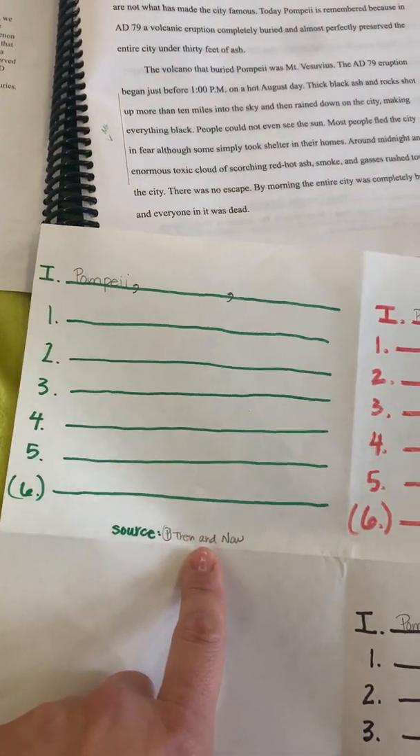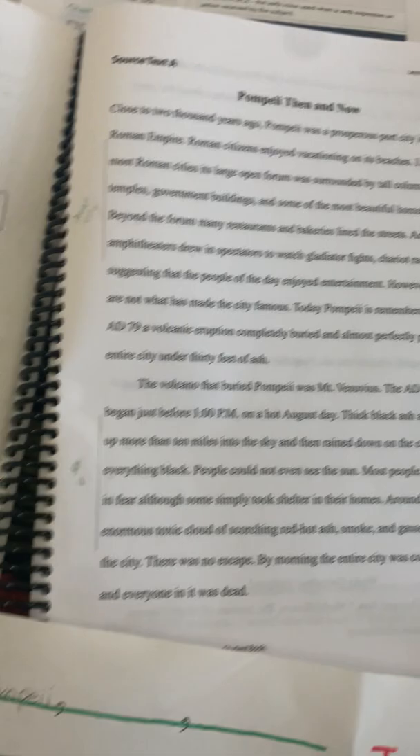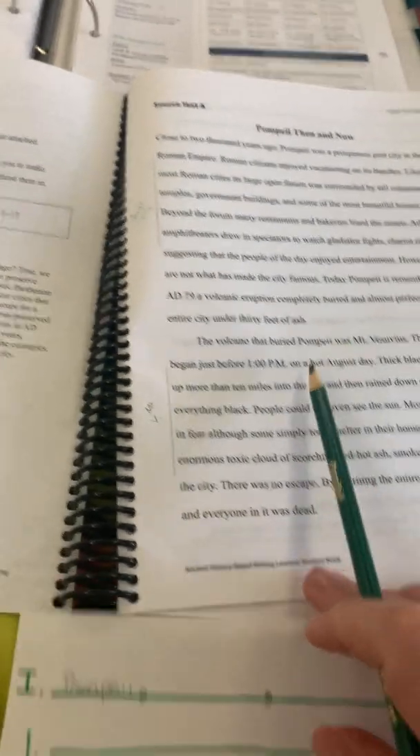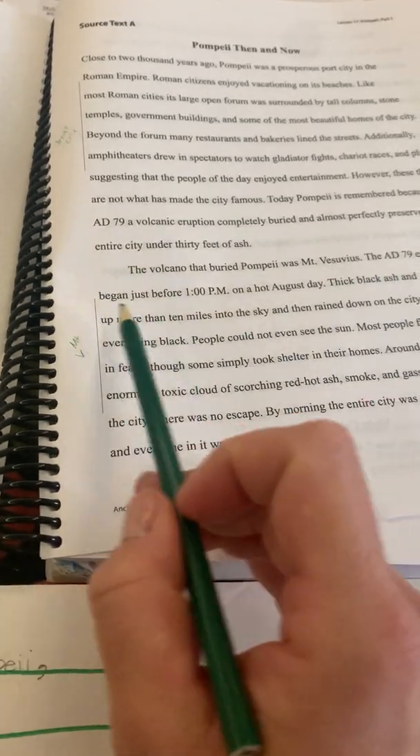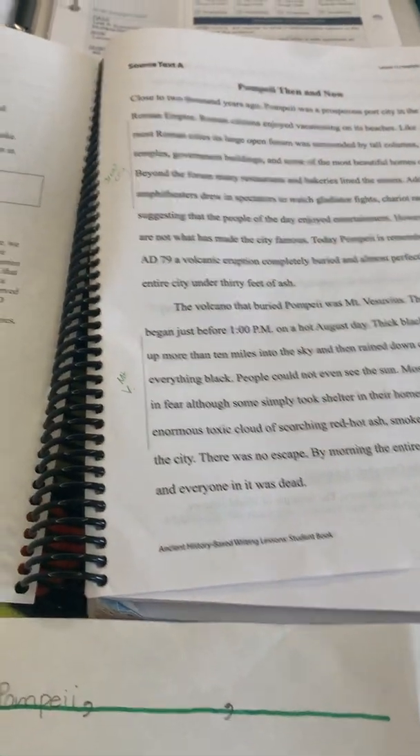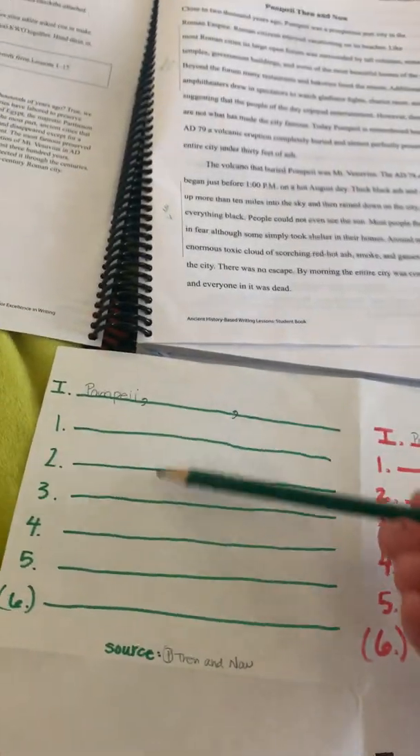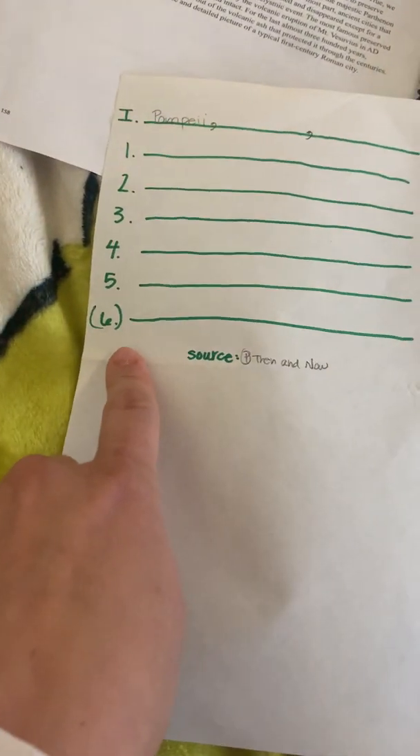We like to write our source here at the bottom. So for this one, Pompeii Then and Now, we used green. And once we have determined that we're going to be writing about Mount Vesuvius, we come through with our green colored pencil and just underline or circle whatever we find interesting, important, or relevant, and then transfer those facts onto this portion of the KWO. And of course, we don't write clincher here because we're not actually using this yet until after we fuse it.